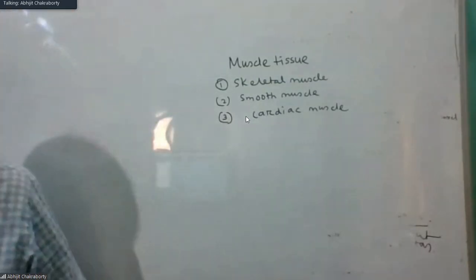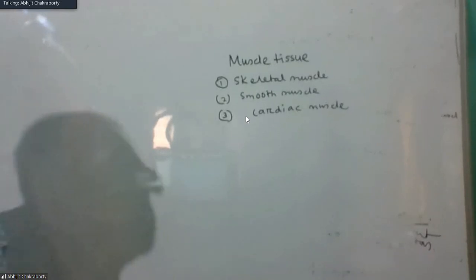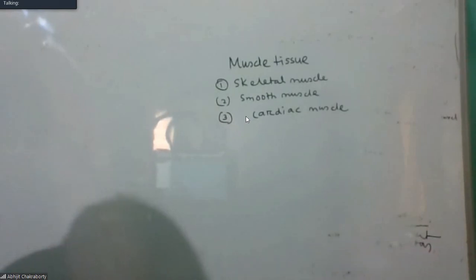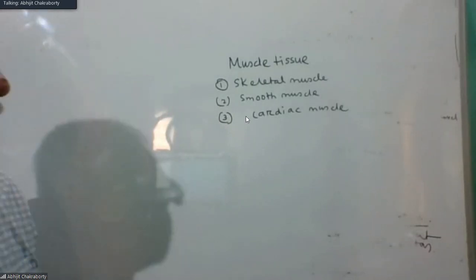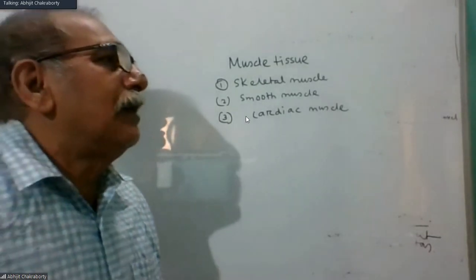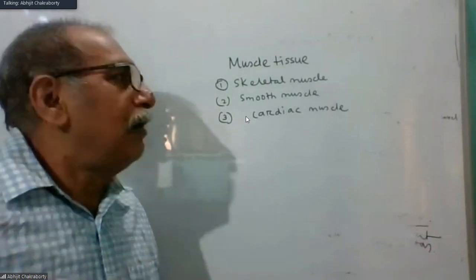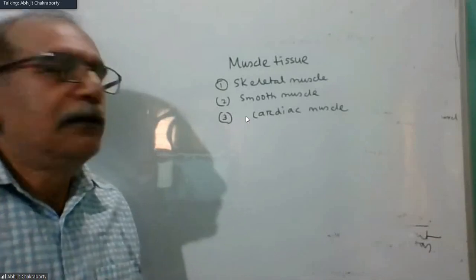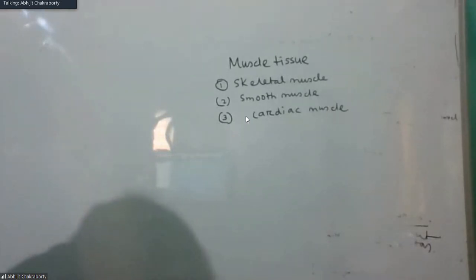So you see here, muscle tissue is actually of 3 types. One is skeletal muscle, the other is smooth muscle, and the third one is cardiac muscle. Skeletal muscle is found attached to the bone. Smooth muscles are generally found in the visceral organs, and cardiac muscles are found in the heart. The 3 types of muscles we will discuss one by one.